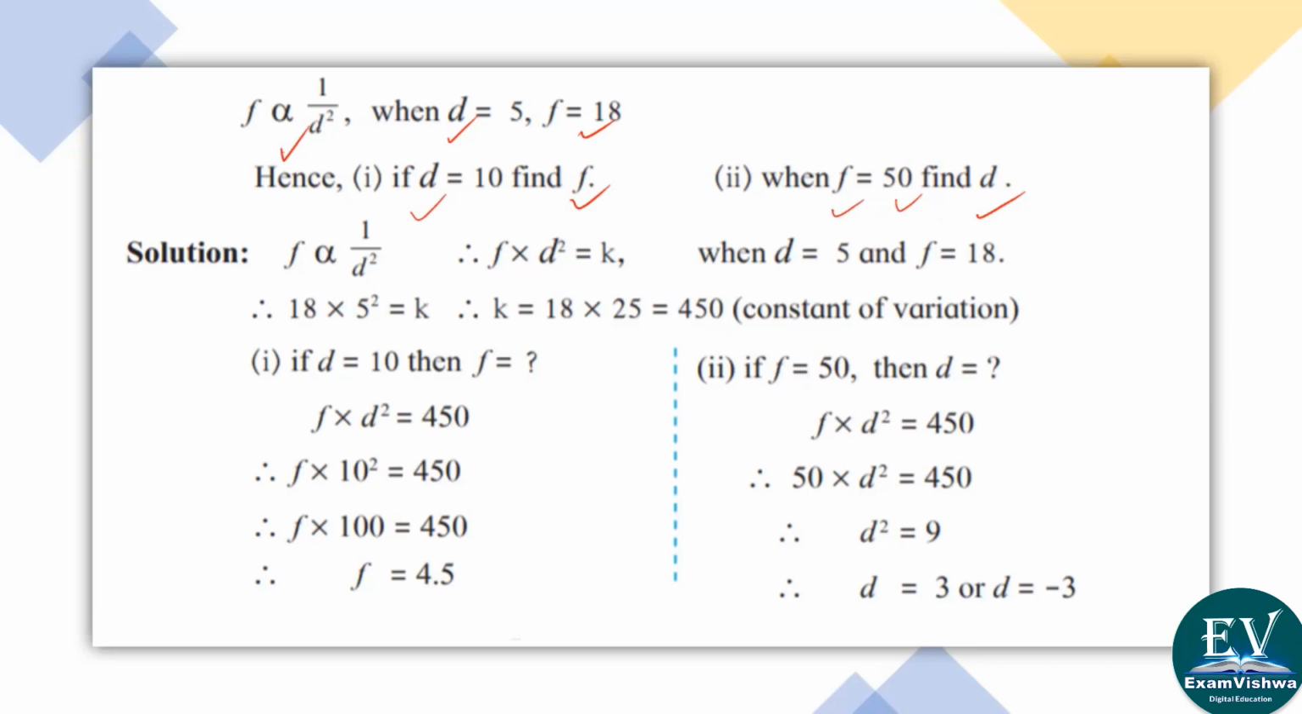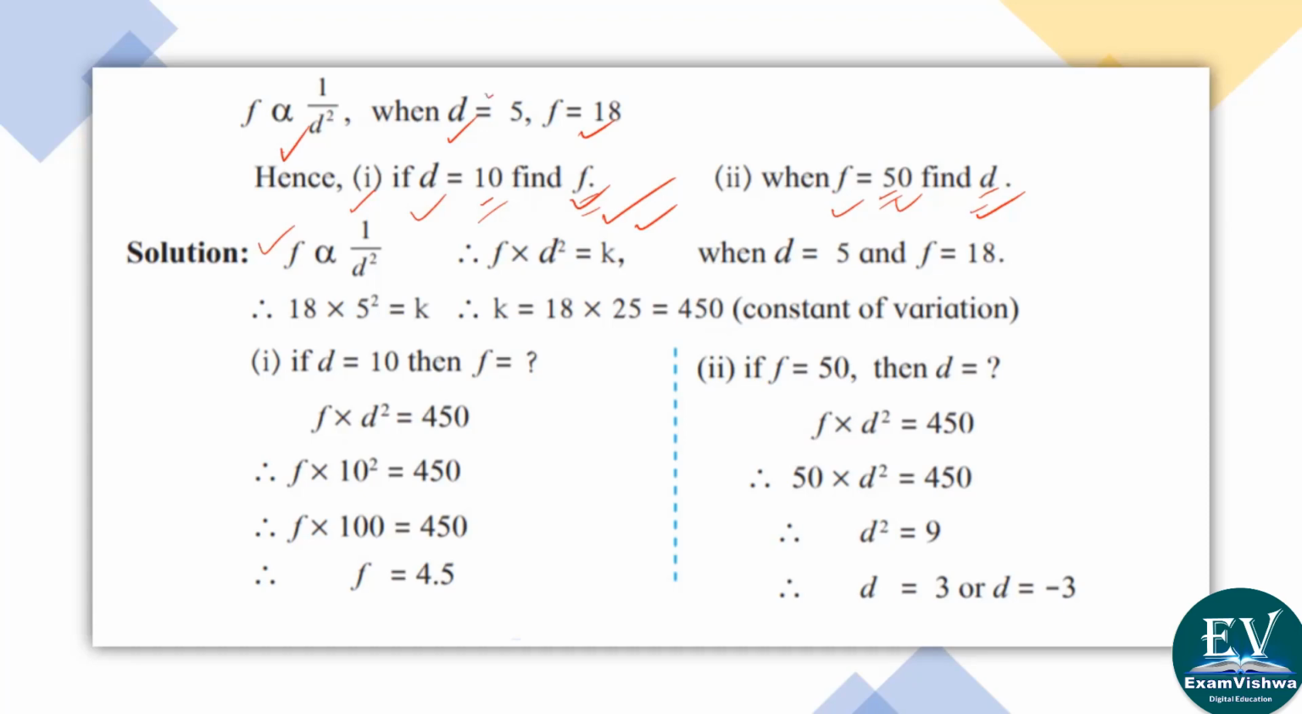So we will write it in a multiplication way. When f is inversely proportional to d square, we will say that f into d square is a constant. So what we have to write? Here it is given that if d is 10, find f. If f is 50, find d. लेकिन हमको एक चीज मालूम होना बहुत जरूरी पड़ता है. F and d are two data here.